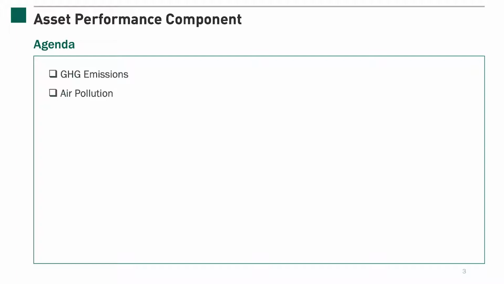By the end of this lesson, you should be able to complete the aspects, greenhouse gas emissions, and air pollution in the performance component of the infrastructure asset assessment. After this lesson, we recommend that you take the lessons on other indicators in the performance component that are relevant to your entity.